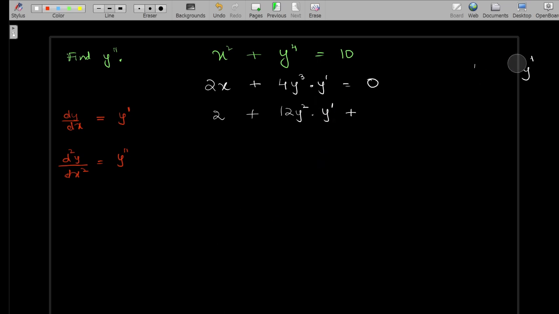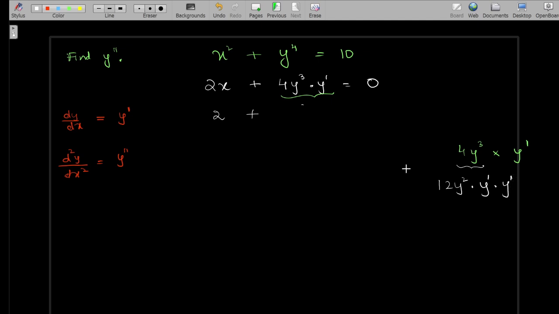Now here you will get slightly confused. See what is happening here. If you want to differentiate this term, you do it on the side, like in your rough work. So you write it here, 4y cube times y prime. First you differentiate this function. What will be derivative of this function? 12y squared times derivative of y, right? Yes. And then you write the second function as it is.